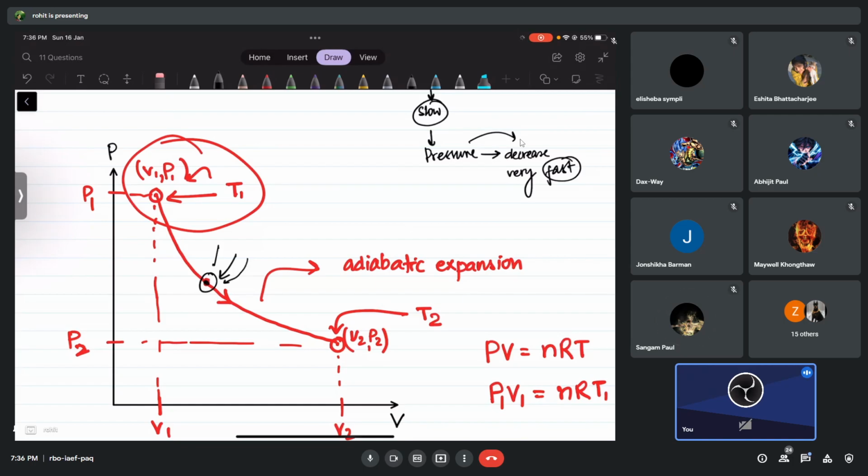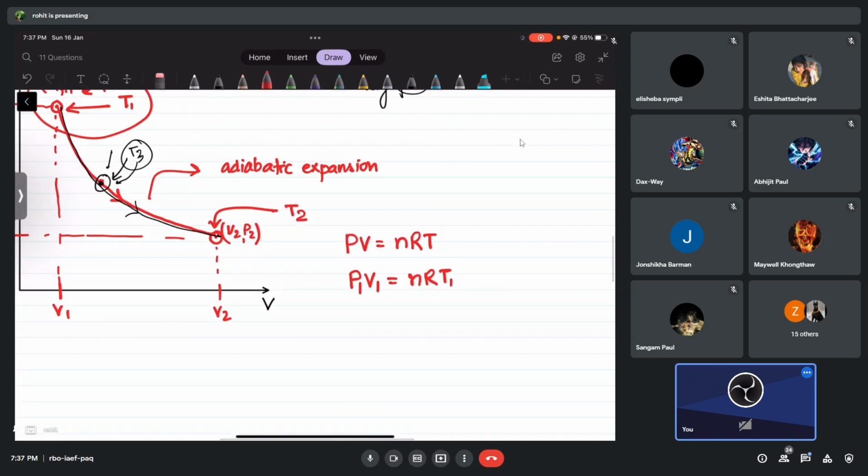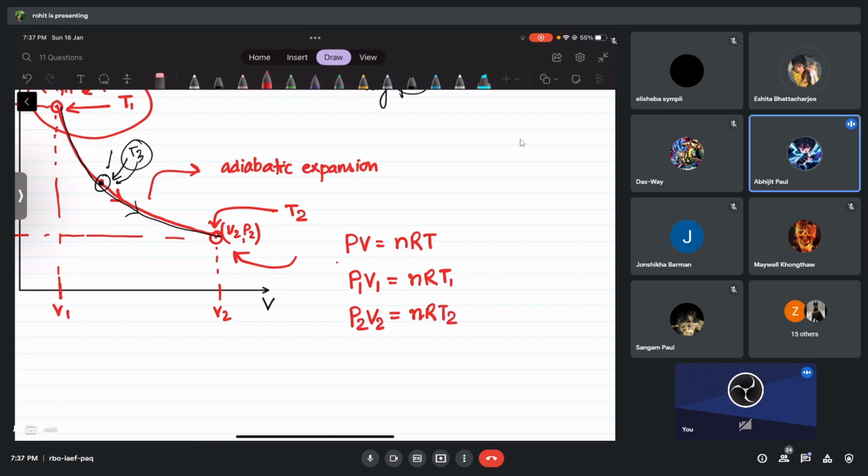Different pressure, different volume, and even different temperature. As I keep on moving along this adiabatic curve, the temperature is going to keep on changing as well. Even the pressure, volume, and temperature, all of them are changing. What will be another equation I can write here, guys? I can write P2 V2 must be equal to N R T2. This I can use.